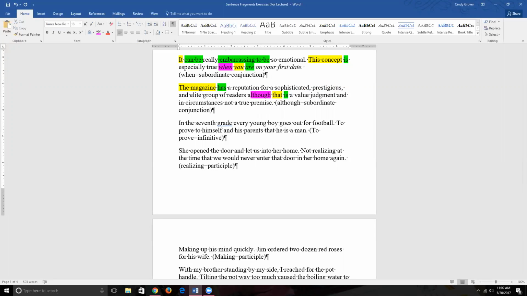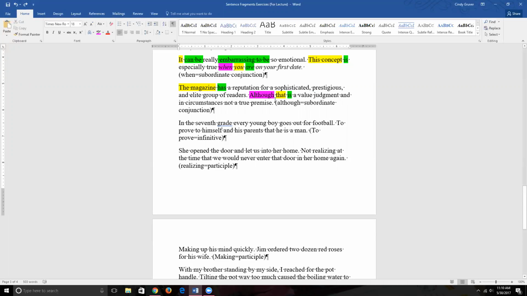The magazine has a reputation for a sophisticated, prestigious, and elite group of readers, although that perspective is a value judgment and in circumstances not a true premise. So we have now solved the problem. It's a super long sentence. I don't really like it, but it's grammatically okay.